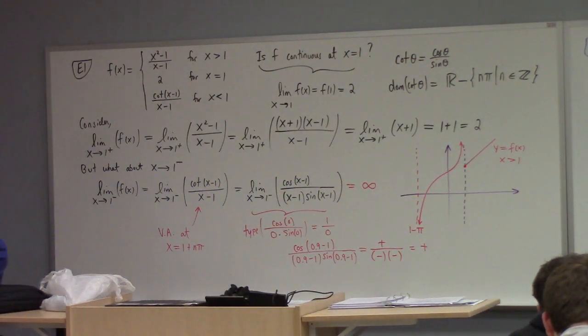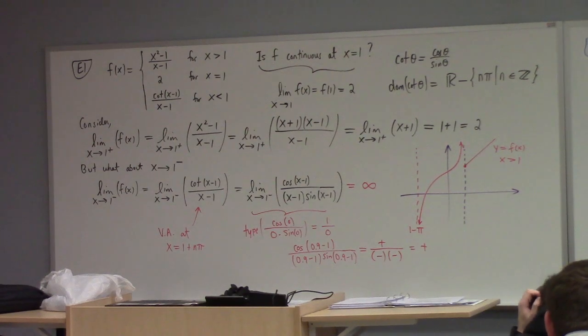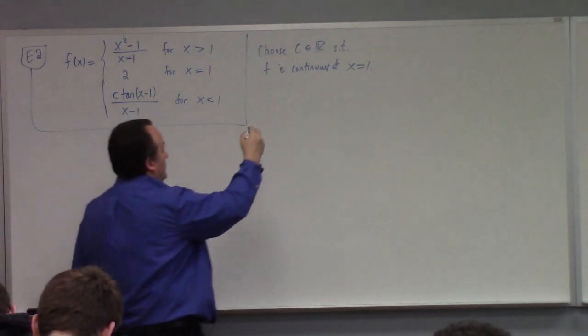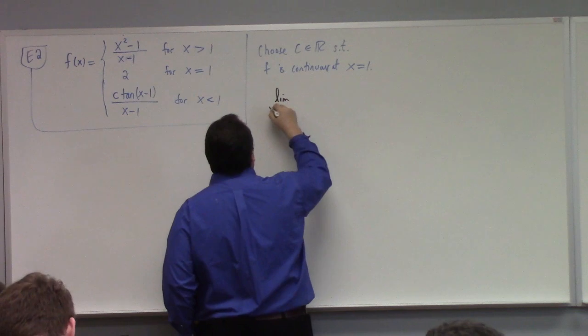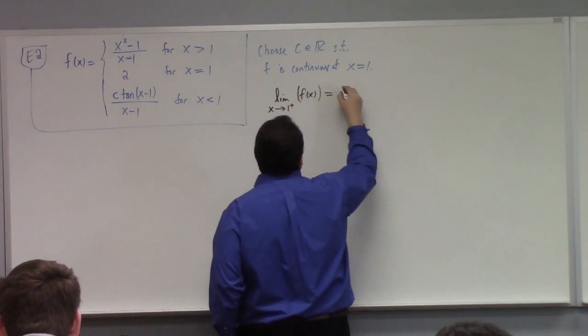Now, we've already done half of it in the previous example, so let's not reinvent the wheel. We already know that in the case x is greater than 1, it's the same calculation again, so we don't need to redo that. Just to recap, same calculation as in example 1. We've already got that the limit as x goes to 1 from the right of f of x is in fact equal to 2.